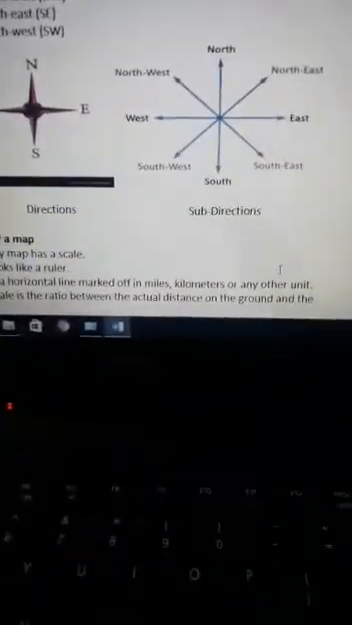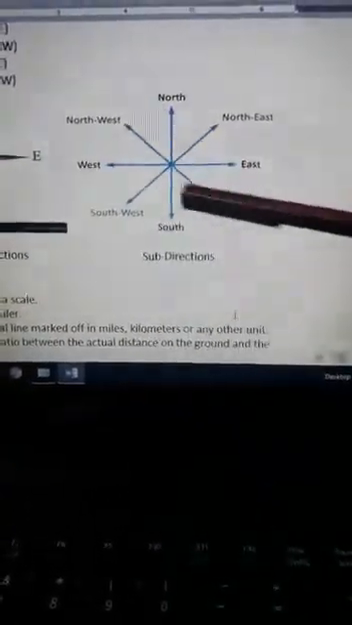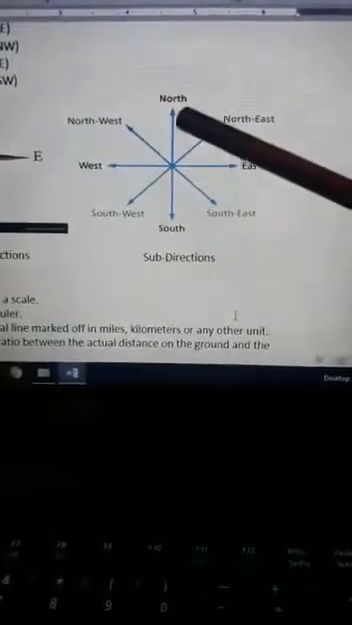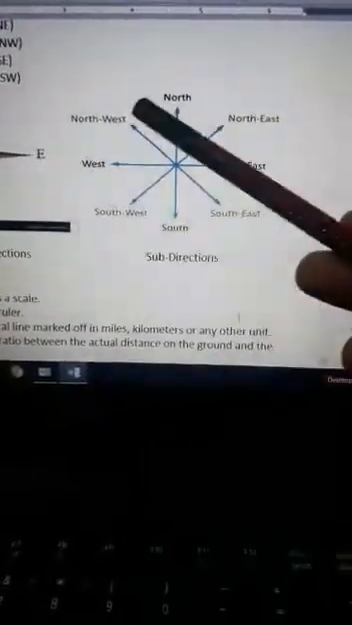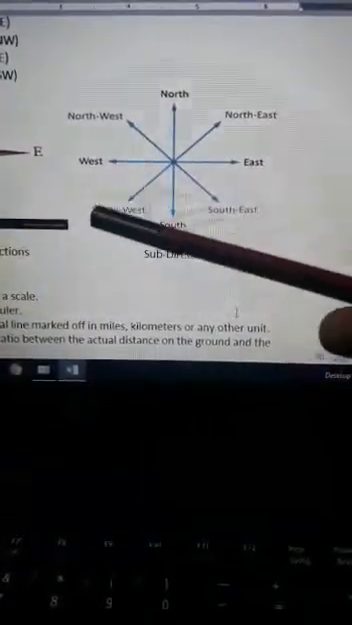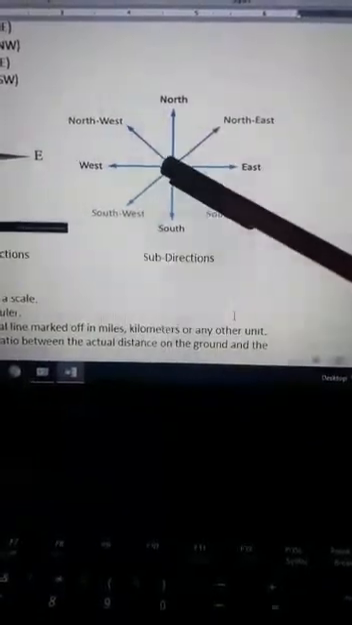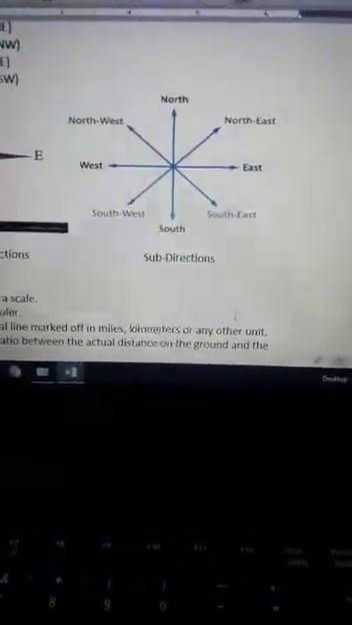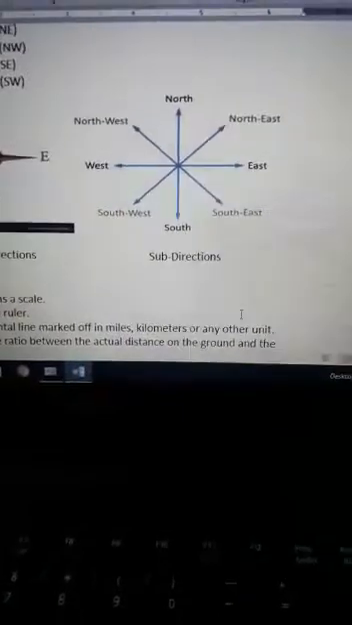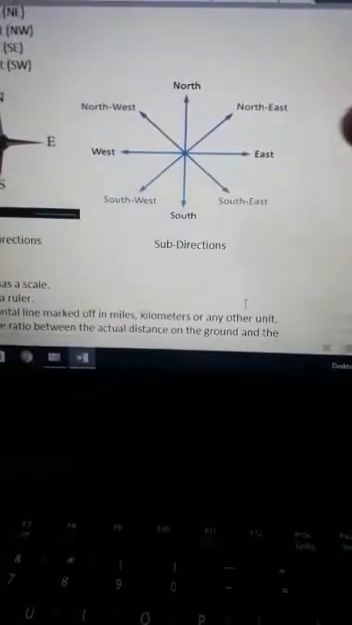Likewise, there are four sub directions. Now what is a sub direction? Sub direction is the halfway between the two directions. You can see here in the diagram, between north and west, the halfway is the northwest. Between south and west, the halfway is the southwest. Between south and east, the halfway is the southeast. Between north and east is the northeast. So there are four directions and four sub directions. To understand any map, it is very important to know about the four main directions.